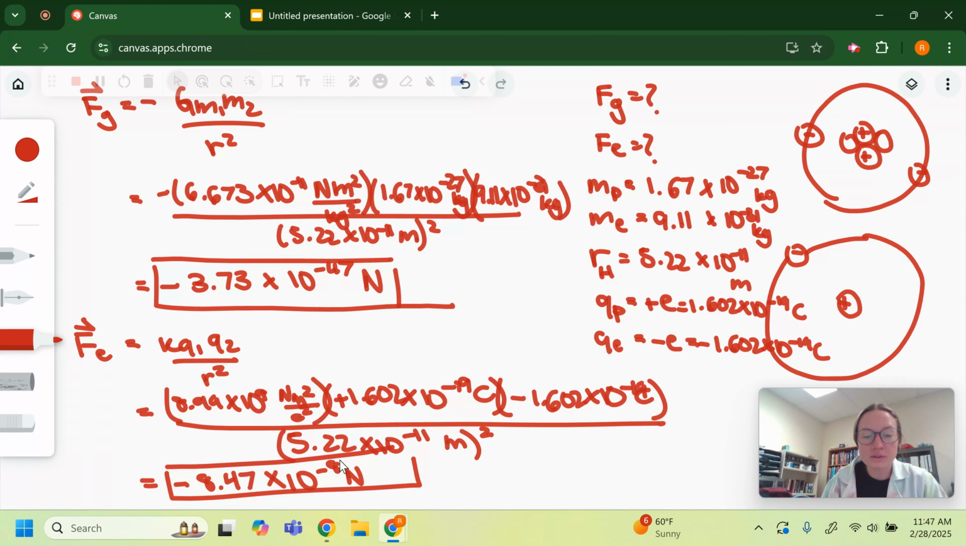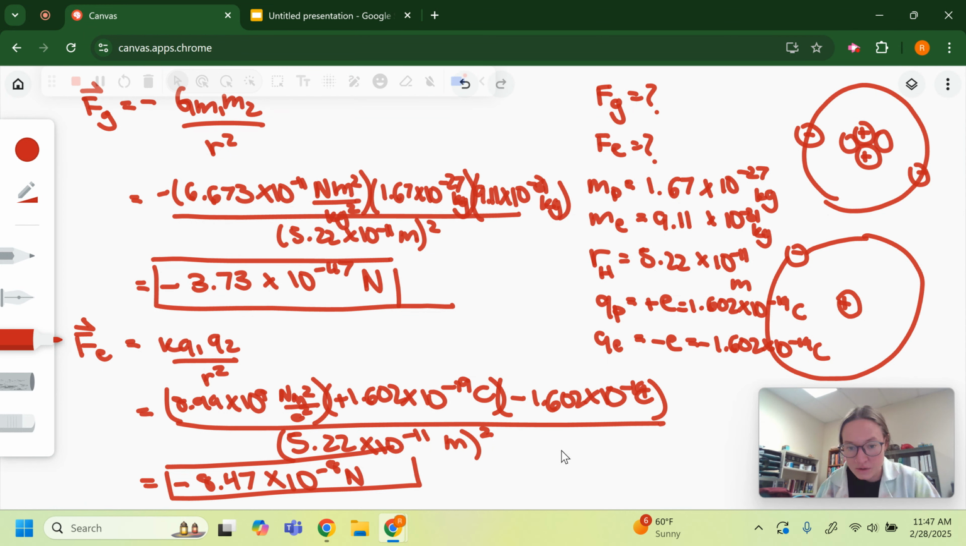The final units are in newtons, which feels nice to me because every unit of force ever should be in newtons. Now, here I have a small number, and here I also have a small number, but which one's smaller? Gravity, by a long shot. It's times 10 to the negative 47th. This one's times 10 to the negative 8th.